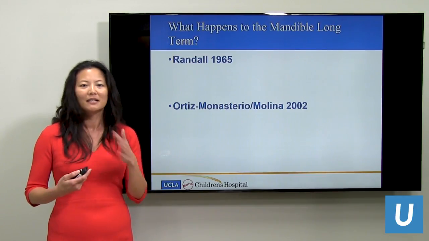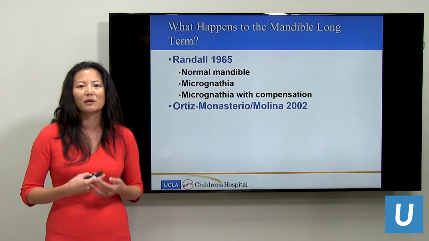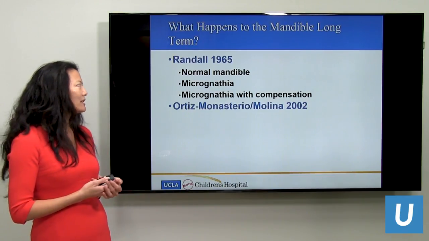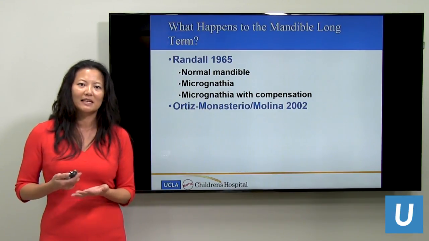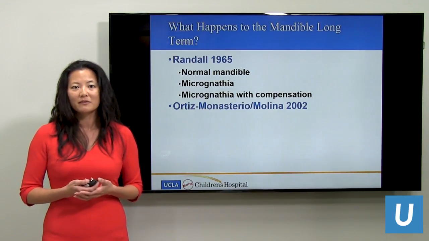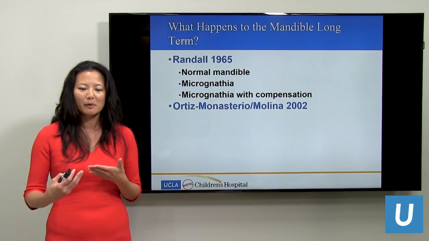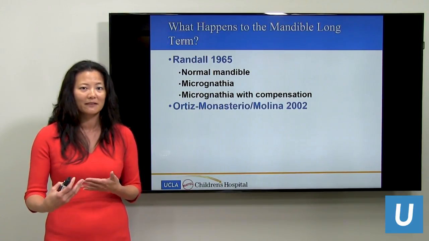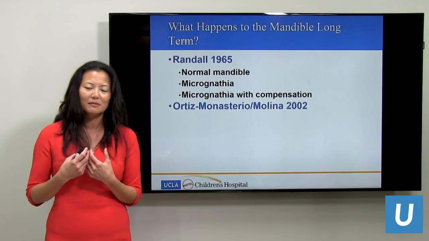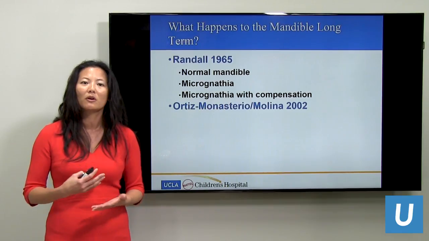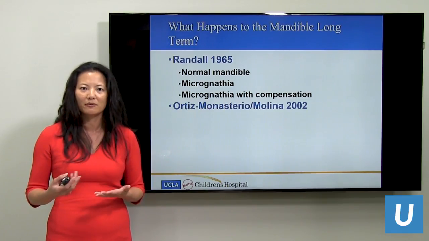So one was done a long time ago in 1965, and what the authors found at the time was that some of the Pierre kids end up having a normal mandible. Some of them continue to have some degree of a smaller mandible. Some of them are able to compensate for it, meaning that they carry their mandible in a way that it skeletally looks more normal, or also maybe compensating for airway issues.